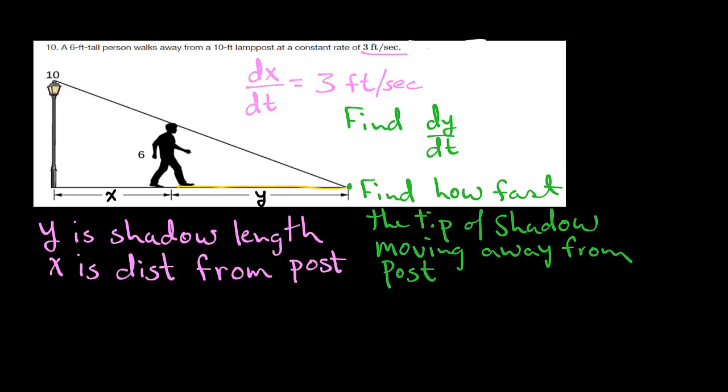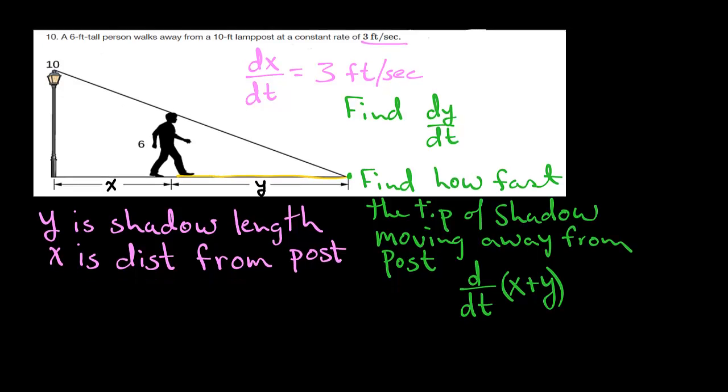Now, if you think about it, for this second part, the distance of the tip of his shadow from the light post is x plus y. Right? It's the distance he is away and then the distance from him to the tip there. So we want to find the rate of change of x plus y. Our challenge is we need to find a relationship between what we're given, dx/dt, and what we want to find. Well, we've got these similar triangles, right?